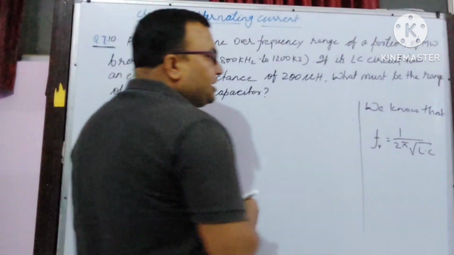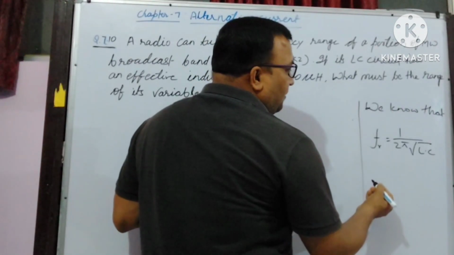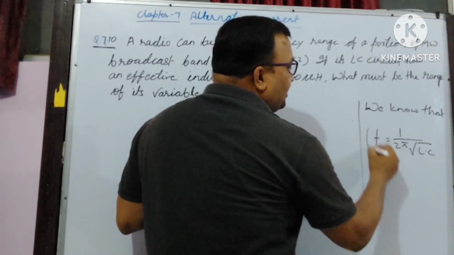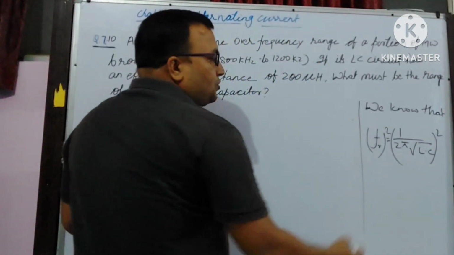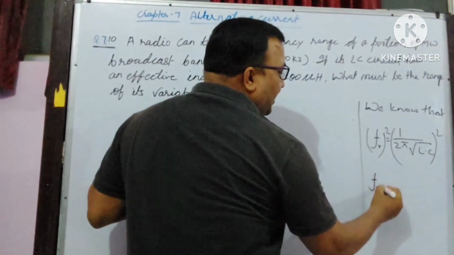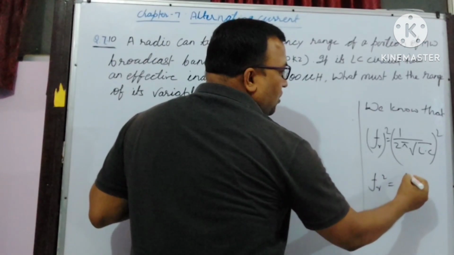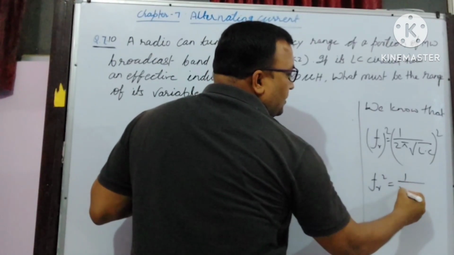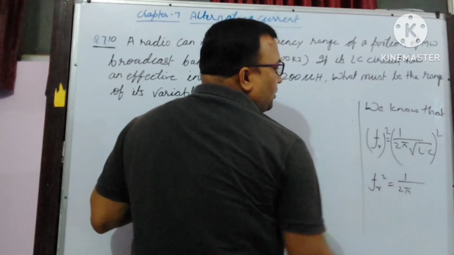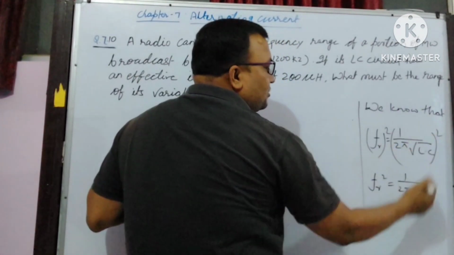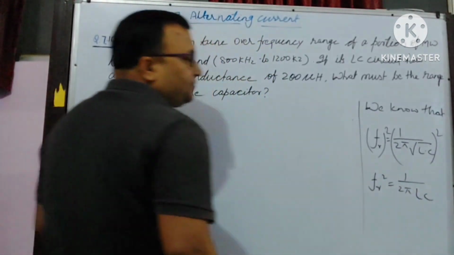Now we will move one step forward. If I square both sides, what am I getting? Fr square equals 1 by 4 pi square, because the square removes the root, LC.